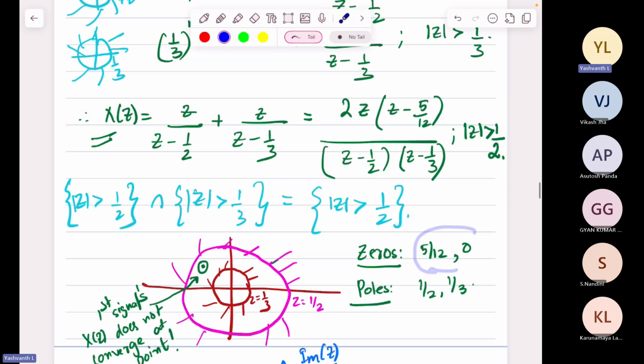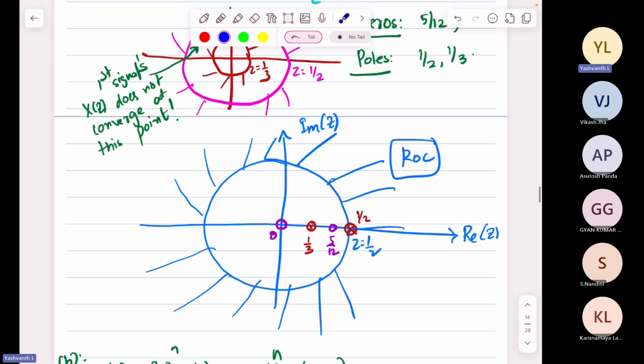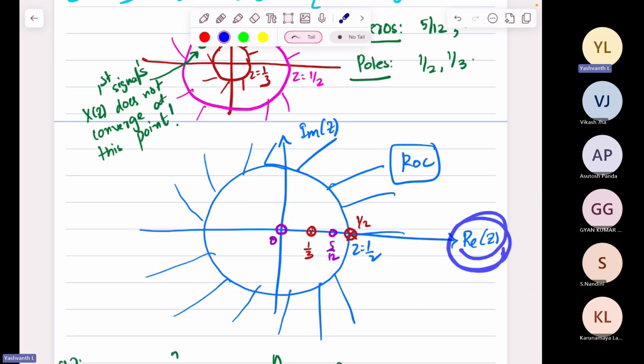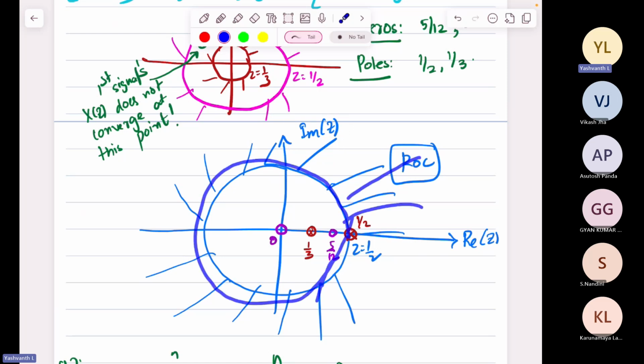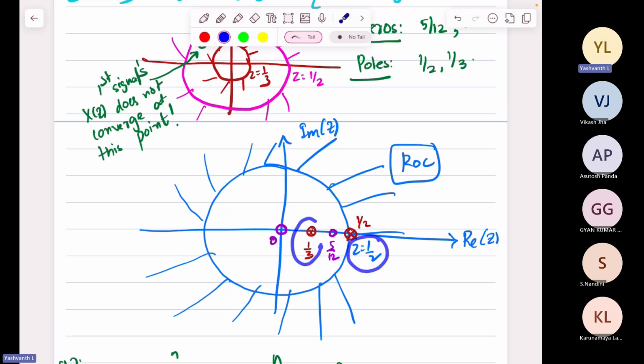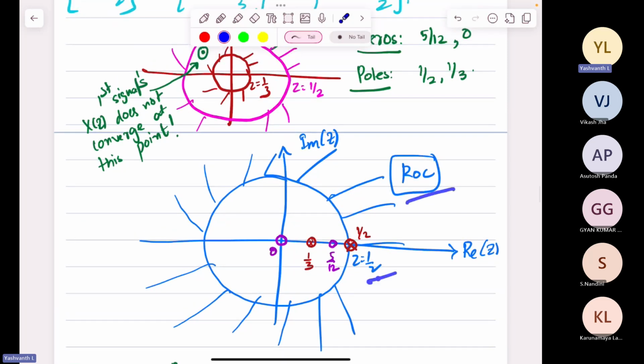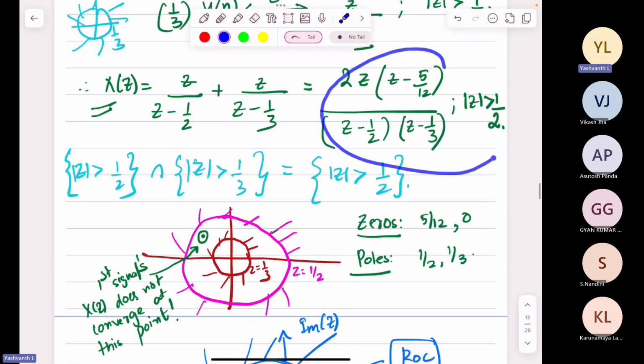And what are the zeros? You equate the numerator to 0, so z = 0 is one zero, and z = 5/12 is another zero. And what are the poles? z = 1/2 and z = 1/3. If I draw the pole-zero plot, it looks something like this, with the real part of z on the x-axis and the imaginary part of z on the y-axis. At |z| = 1/2 you make a circle, and outside the circle is the ROC. The zeros at 0 and 5/12 are marked by circles, and a cross denotes a pole, occurring at z = 1/2 and z = 1/3. So we have found the ROC, the pole-zero plot, and the Z transform.